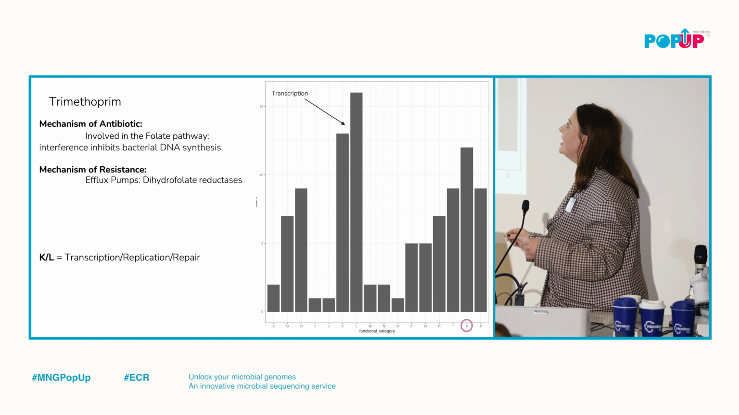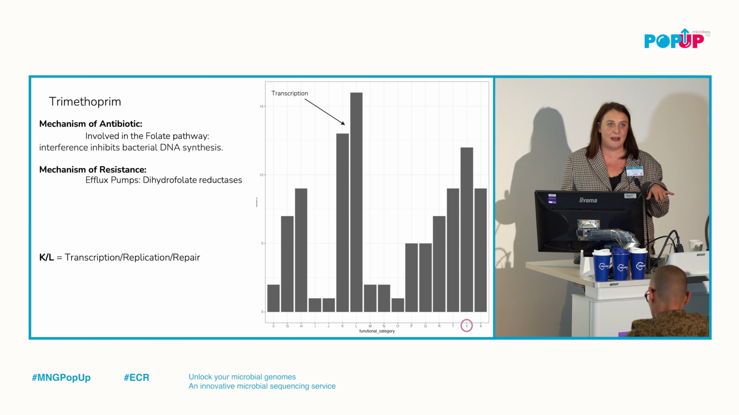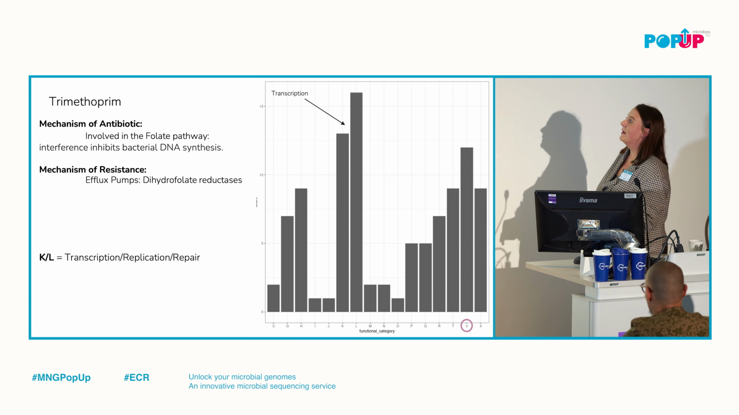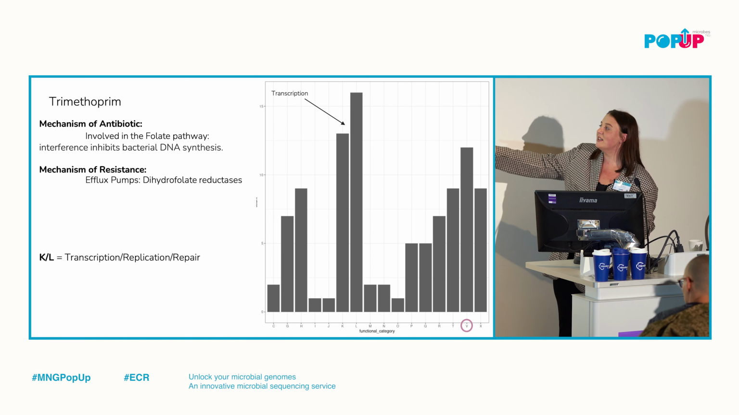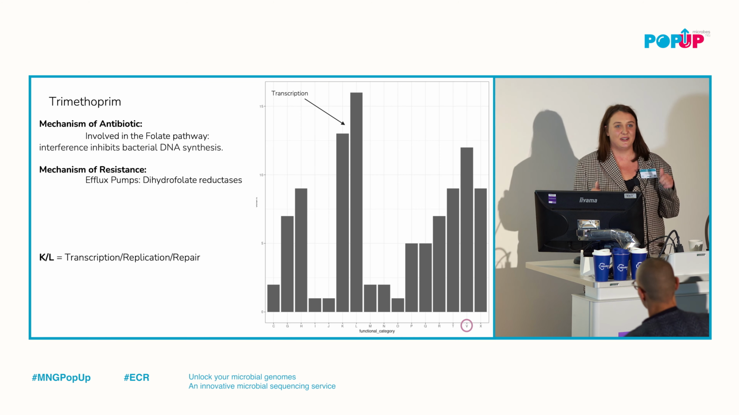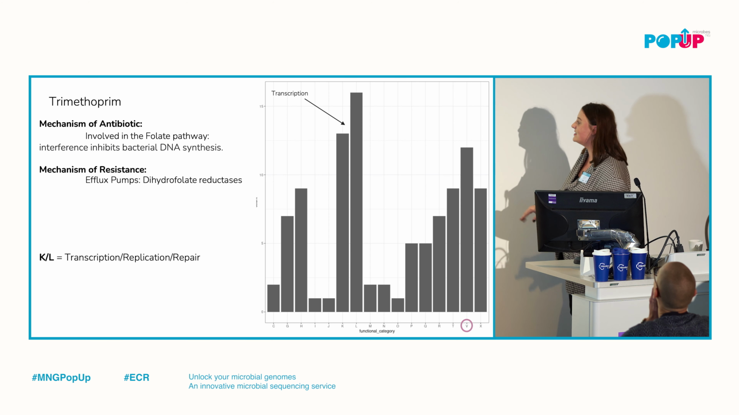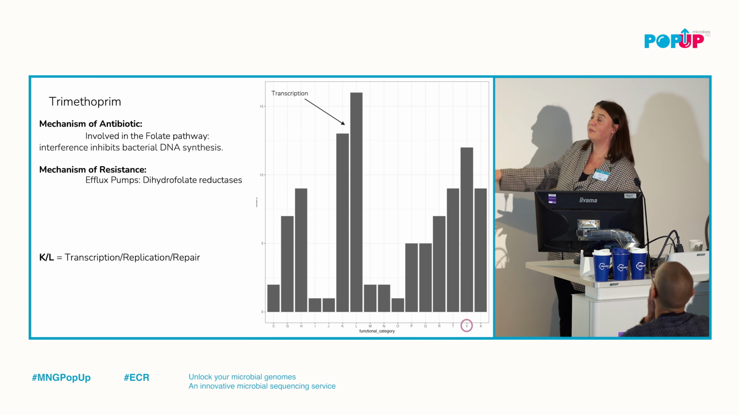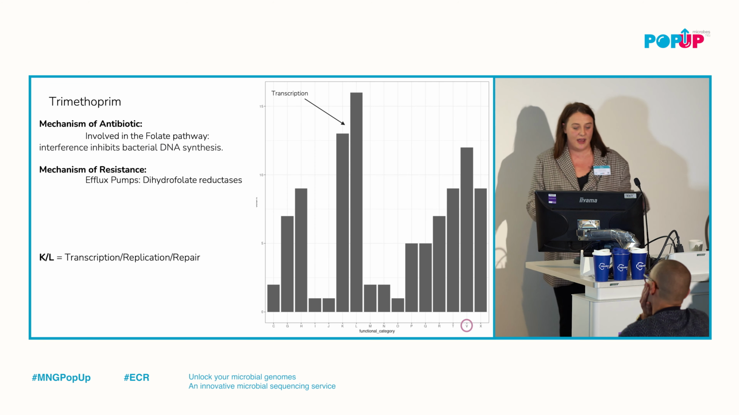Trimethoprim, which is my favourite, is involved in the folate pathway. It interferes with DNA synthesis, so it is mutagenic. Dihydrofolate reductases, efflux pumps, again, kind of enzymatic. And our key ones here, which is fantastic, is transcription, replication, and repair, which is amazing. Again, I've highlighted on all of them, but I've just flicked through really fast where the resistance genes lie, so in kind of a distribution. And actually for trimethoprim, the resistance genes are quite high frequency.